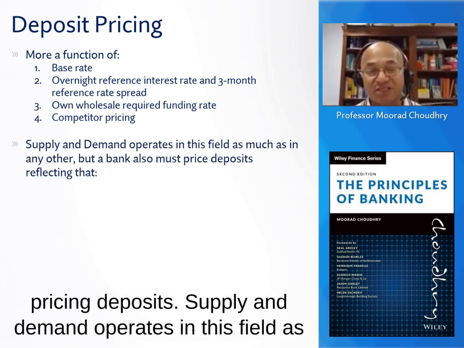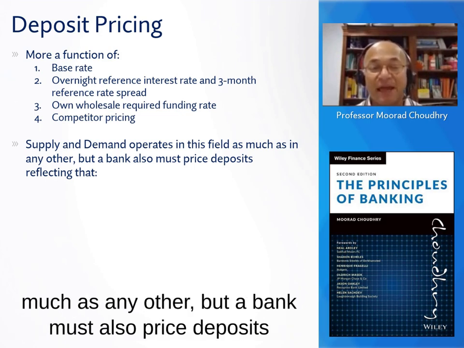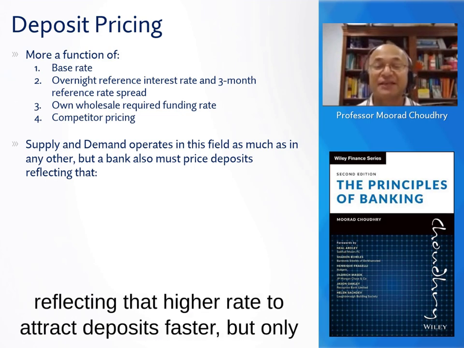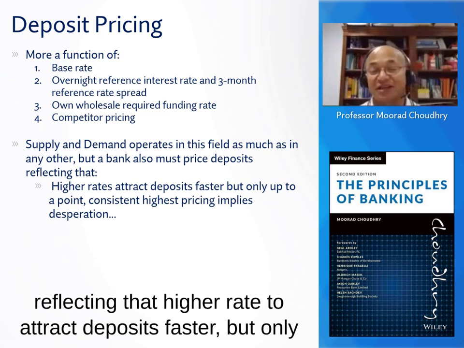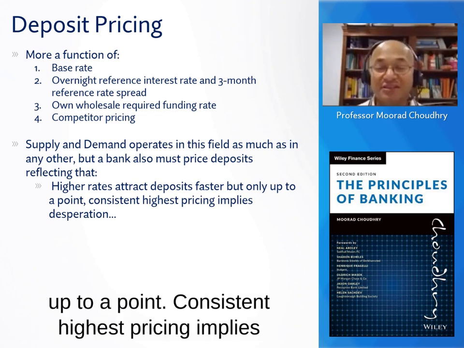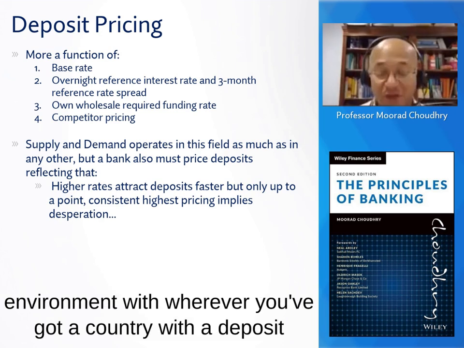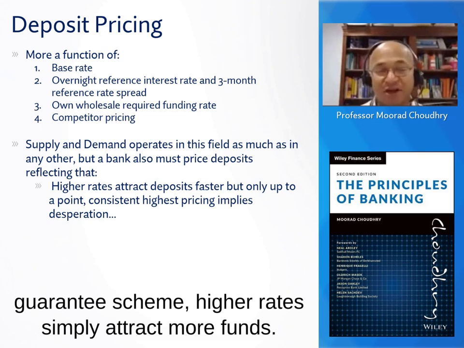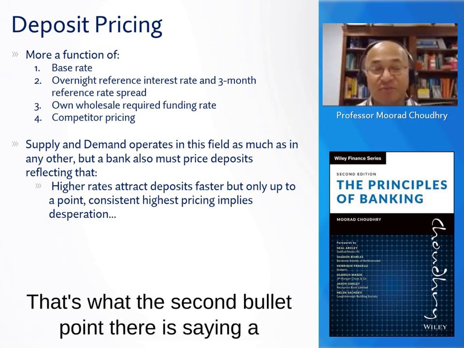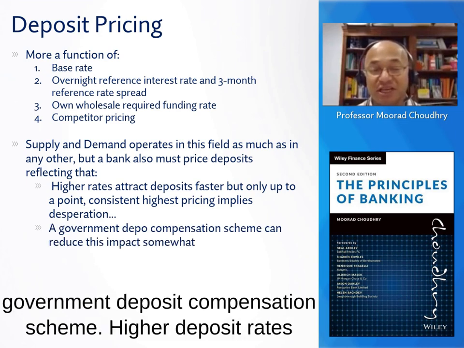Supply and demand operates in this field as much as any other, but a bank must also price deposits reflecting that higher rates attract deposits faster, but only up to a point. Consistent highest pricing implies desperation, but not so much now, possibly, in the current environment, wherever you've got a country with a deposit guarantee scheme, higher rates simply attract more funds. That's what the second bullet point there is saying, a government deposit compensation scheme.